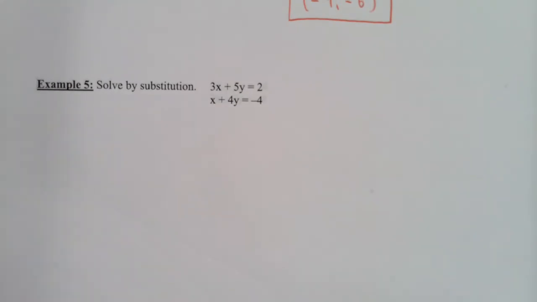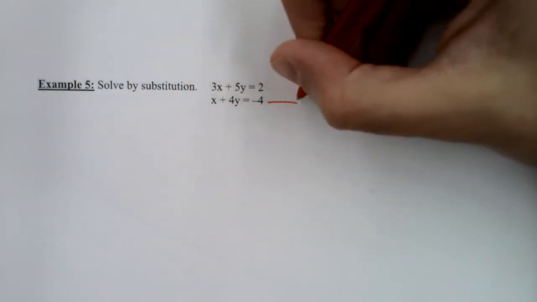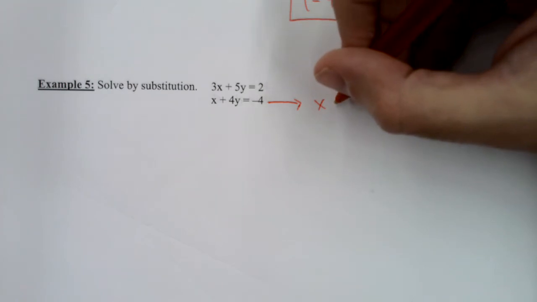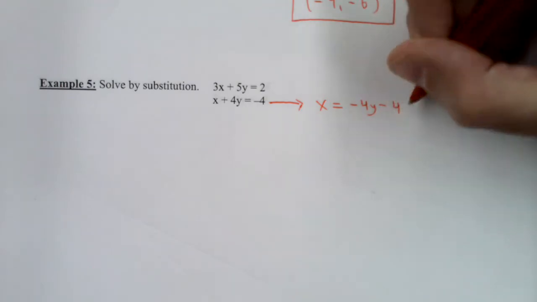So you have 4 options. You can either solve the top equation for x, or solve the top equation for y, or solve the bottom equation for x, or solve the bottom equation for y. Now, it's easiest to solve for the variable that has a coefficient of 1. If there is one like that, solve for that one. This x has a coefficient of 1, so just solve that bottom equation for x. What I mean by that is get x by itself. Subtract 4y on each side, and you get x equals negative 4y minus 4.